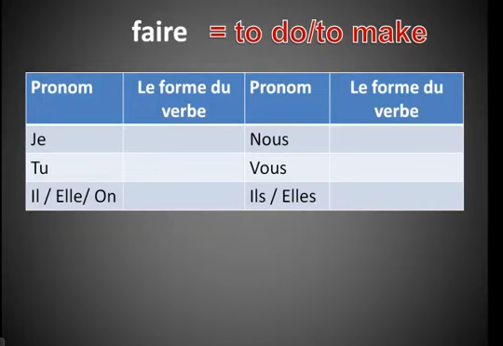So the forms of the verb faire, to say I'm doing or I'm making, je fais. To say you are doing or you are making, tu fais. So the je form and the tu form are exactly the same. Il, elle, on fait. Sounds like the je form and the tu form, but is spelled a little bit differently, where we have the t at the end instead of an s.